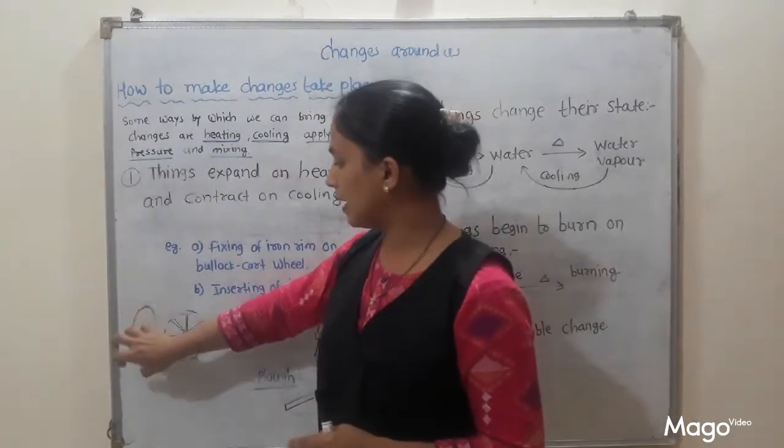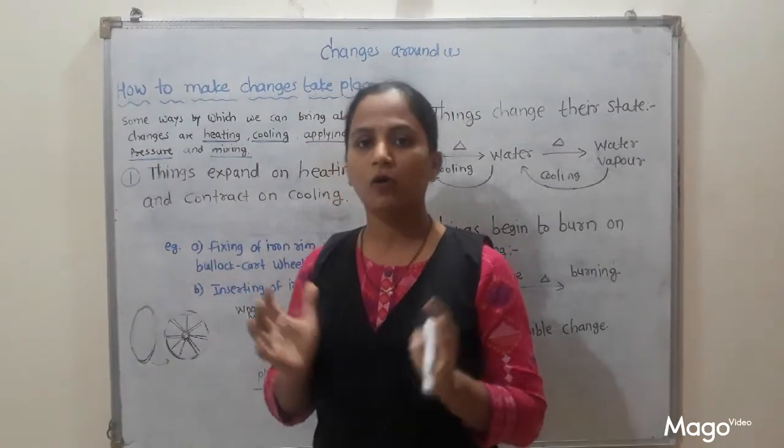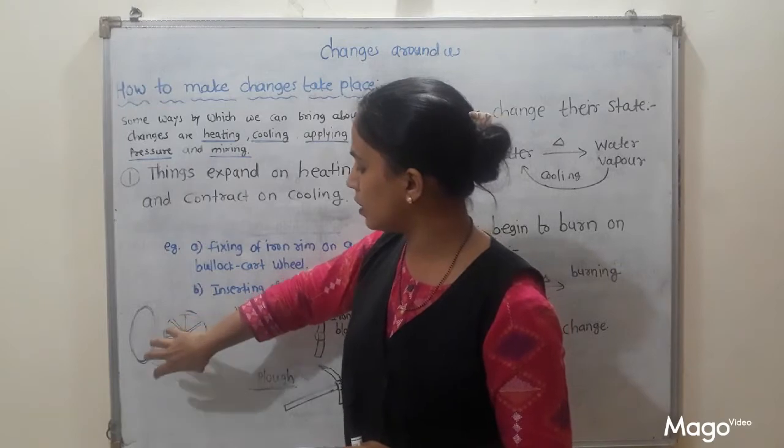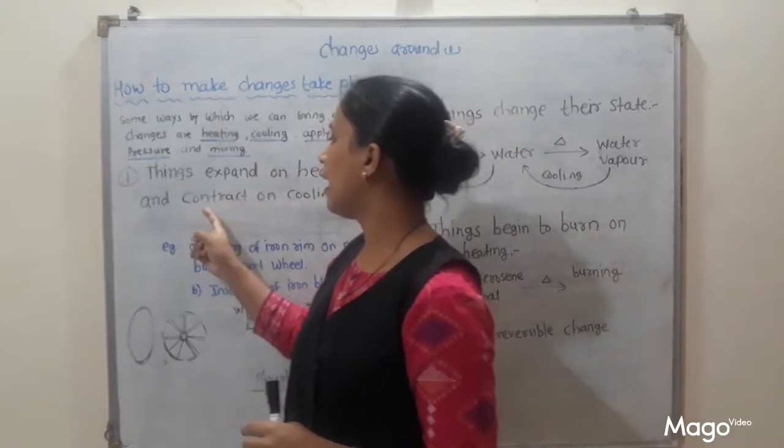That temperature decreases and that size of rim means it contracts. As it contracts, it's fitted into this wooden wheel. This is one application of expansion and contraction.